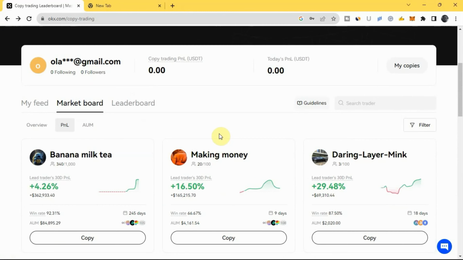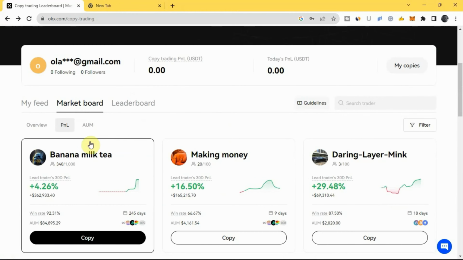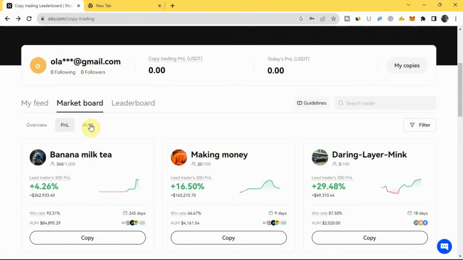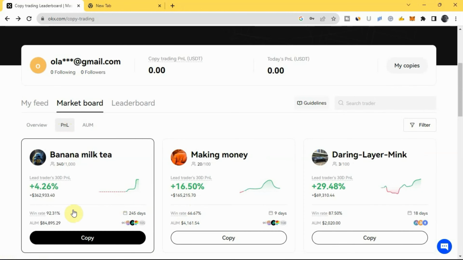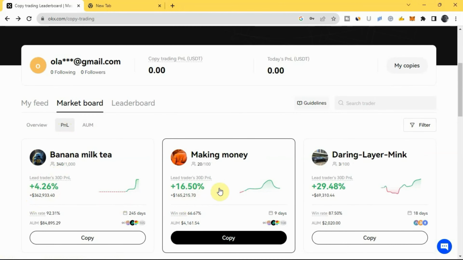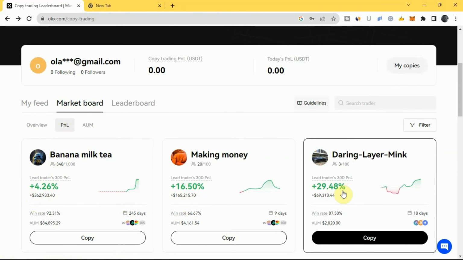So to make this fair, I'm going to be copying one trader under P and L, and then I'll go under AUM and pick one trader under AUM. So for the first trader I'll be copying, let's come right here and check out the top first three. So this first person in the last 30 days has made 4% profit. This one has made 16% profit, and this one has made 29% profit.